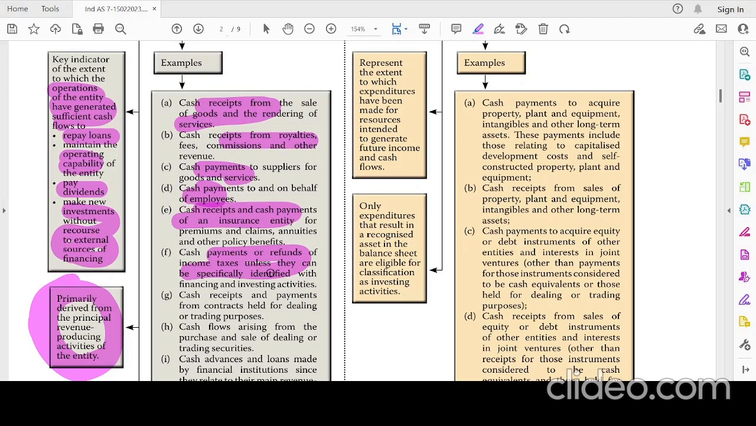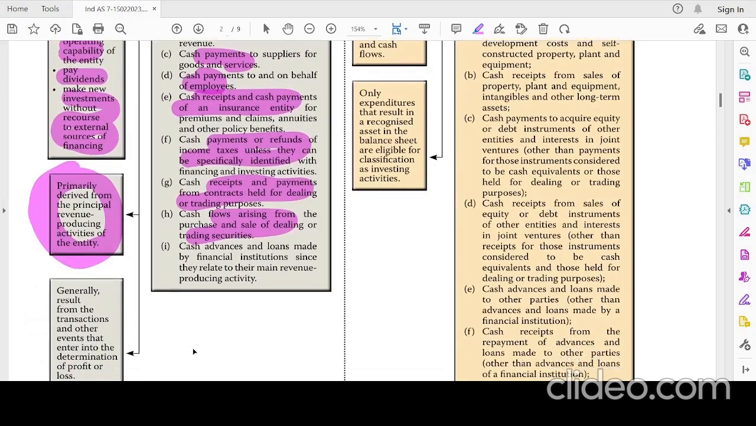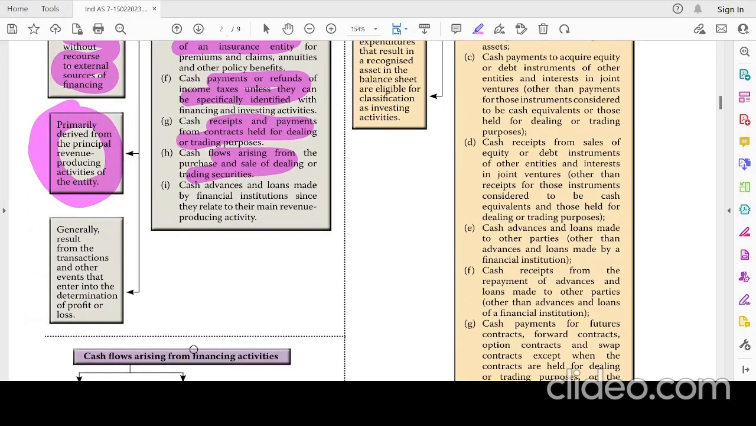Or if I'm able to compute the exact amount of capital gain which is arising on the sale of a particular plant and machinery, then to that extent the income tax will be shown under the investing activity, or else I will show the entire amount as an operating activity. Payment for contracts held for dealing or trading purposes, then purchase or sale of trading securities. If it is for trading securities, then it will be operating activity.